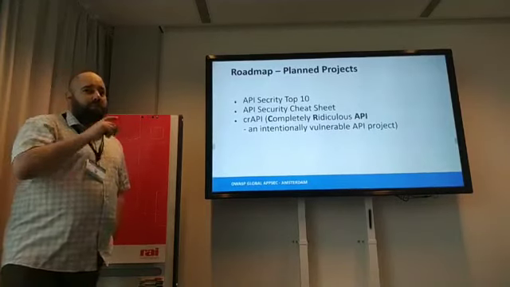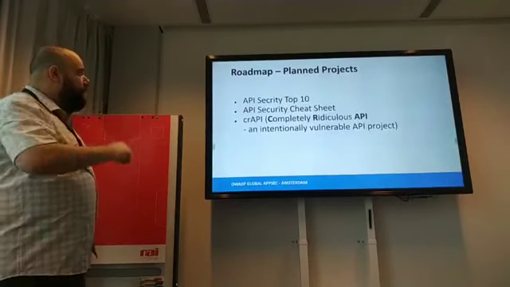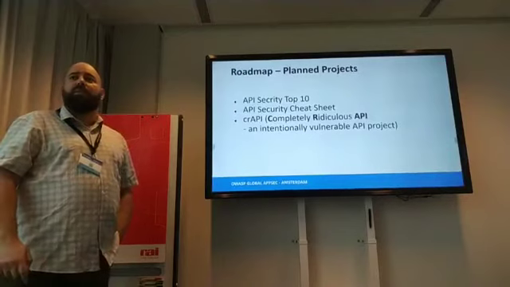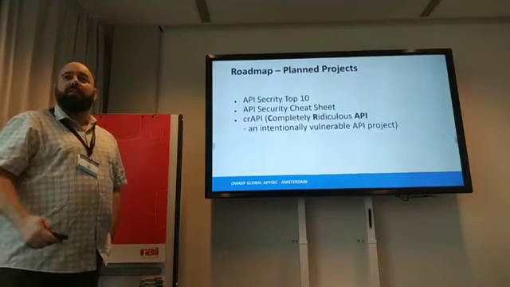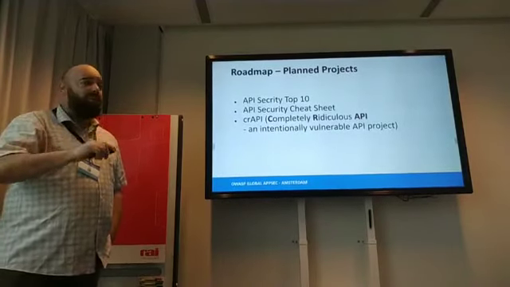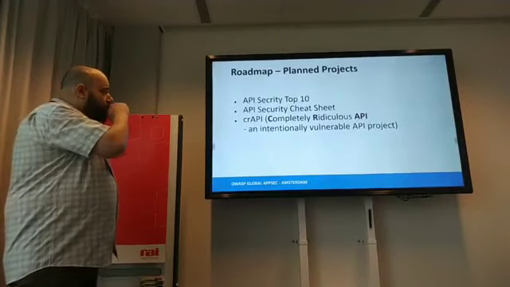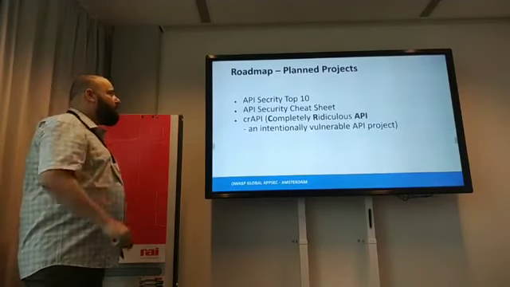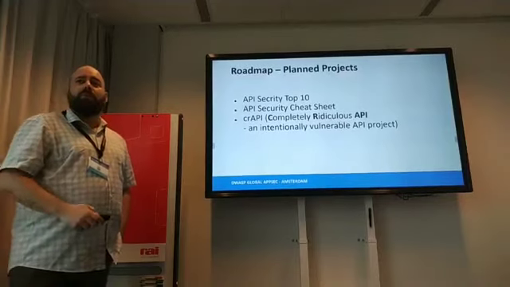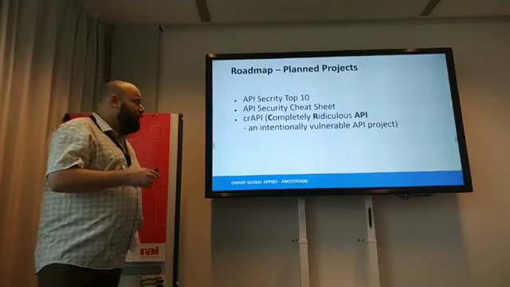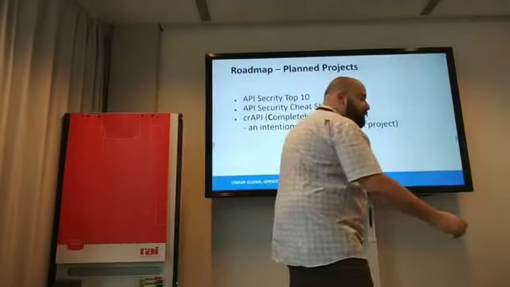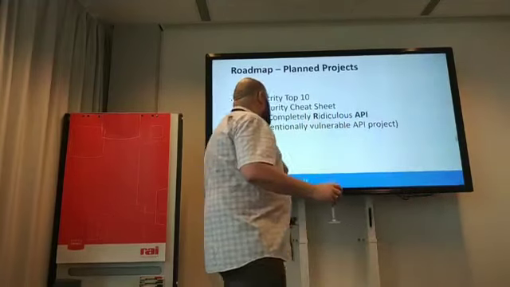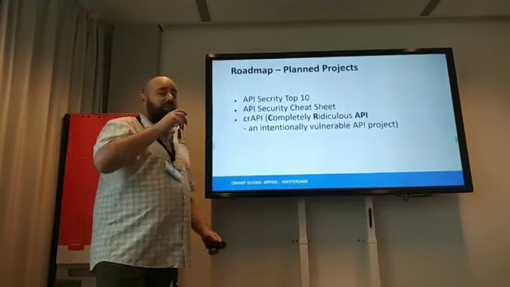So let's talk about our project for a second. The project starts with the API security top 10. We started with it because it made more sense to see where we need to start and put our focus on. The next step will be the API security cheat sheet, where we put all the issues that did not get into the top 10, and hopefully try to create some sort of a checklist for developers.